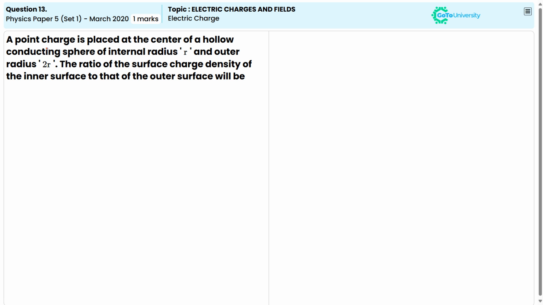In this question, we have a point charge placed at the center of a hollow conducting sphere of internal radius r and outer radius 2r. And then they're asking us to find the ratio of the surface charge density of the inner surface to that of the outer surface.